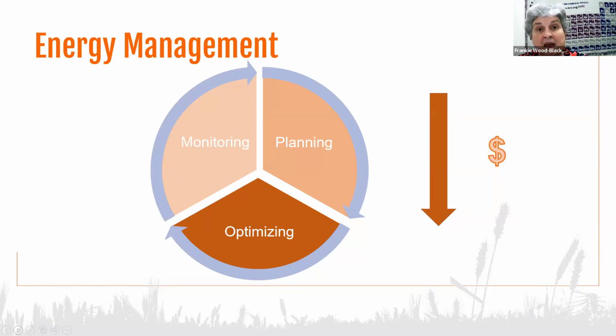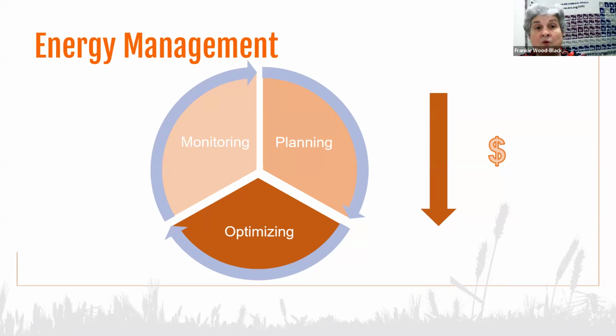So while we know expansion may increase our energy costs, we want to expand well, and be able to do that. So for our purposes, energy management is going to be defined as the process of planning, optimizing, and monitoring energy use to reduce costs. It involves the planning of energy production and consumption.